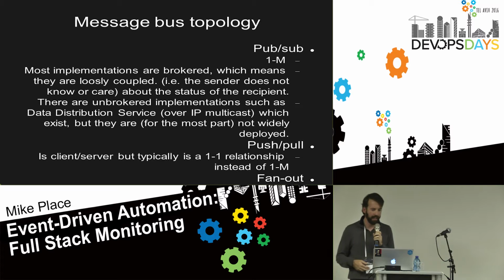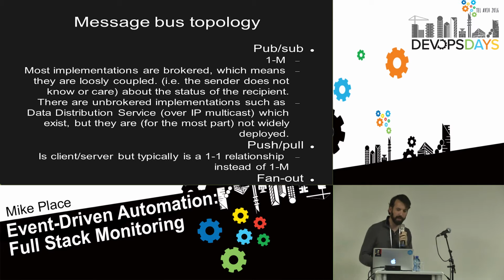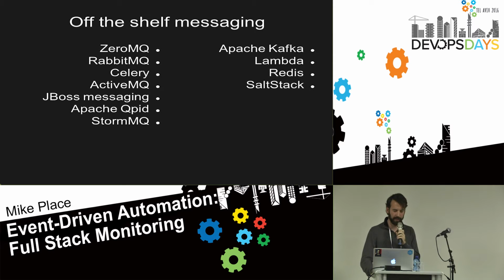So in terms of topology, typically message buses of this type are pub-sub. They're one-to-many. Most implementations are brokered, so they're loosely coupled. You can use DDS, what have you. Or you can also do push-pull, which is effectively one-to-one. If you look at typical off-the-shelf message buses, which we'll get to in a second, they support models for both.